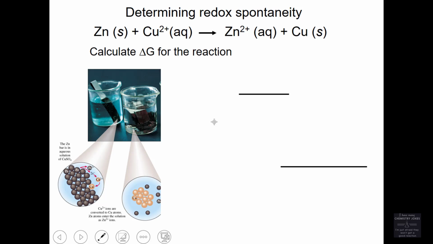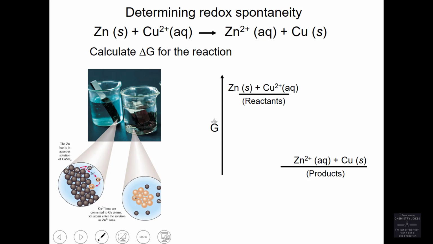So when we've talked about spontaneity before, we've talked about delta G. Well, delta G still applies here. If I put reactants on a shelf and products on a shelf, because the delta G for this reaction between zinc and copper goes down from reactants to products on my plot, the reaction is spontaneous. It's negative 212 kilojoules per mole.